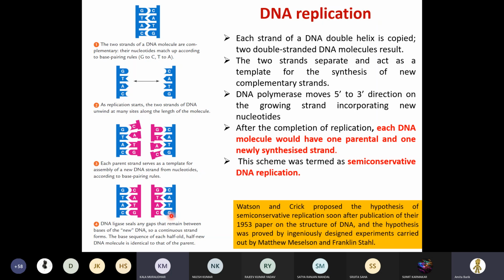Okay, semi-conservative. But again, based on your marks, if this is a 5 marks question or 2 marks question, you have to write the proper mechanism of how it happens. And how it happens, we're just going to discuss right now. DNA replication. But did you understand the basic idea? What is DNA replication? How is it semi-conservative in nature? Class? Yes, ma'am. Okay, good.